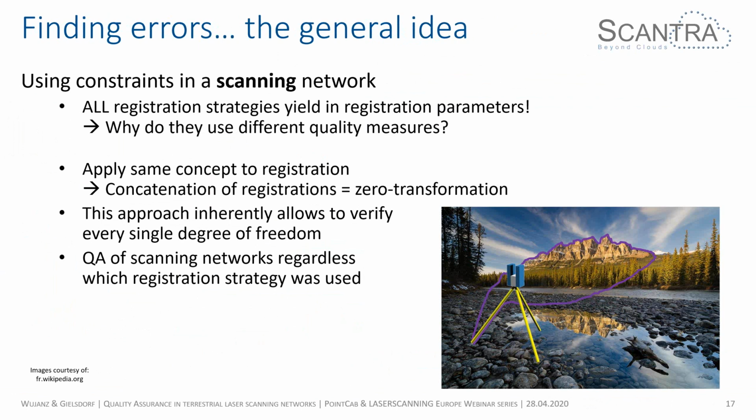The beauty of this approach is that if you adjust a leveling network, you just have 1 degree of freedom, which is height differences. Registrations have 6 degrees of freedom. We have 3 translations, so you can shift your scans in 3 different directions, and you can also rotate about every single axis. So the procedure, by using these constraints, actually controls every single degree of freedom. If there's a misrotation about one axis, you can tell as soon as you check the sum of registrations. That's actually the power of this whole approach.